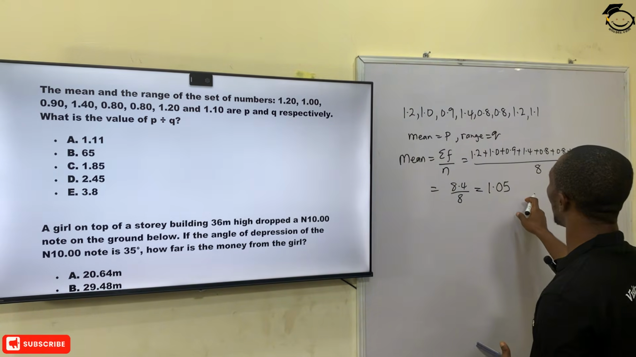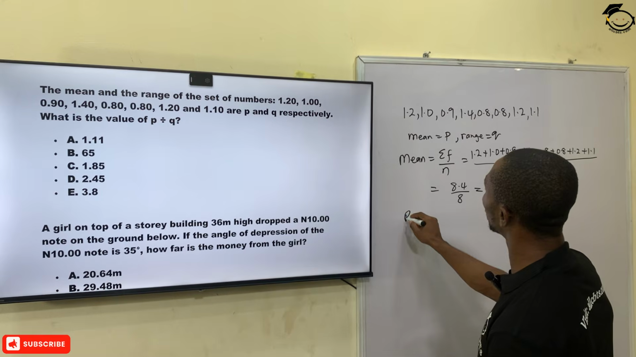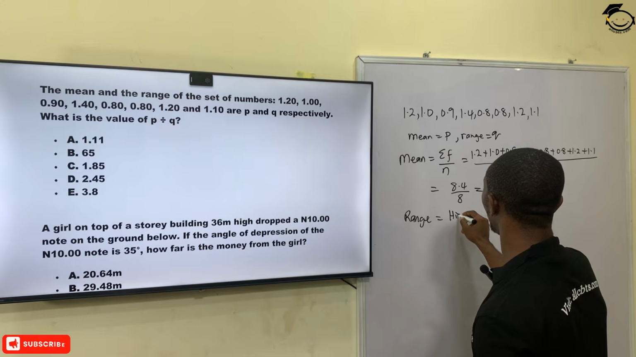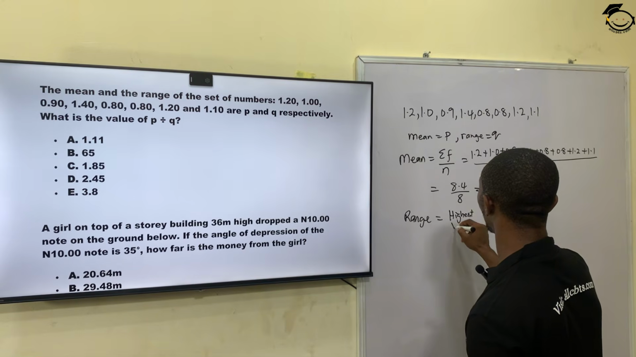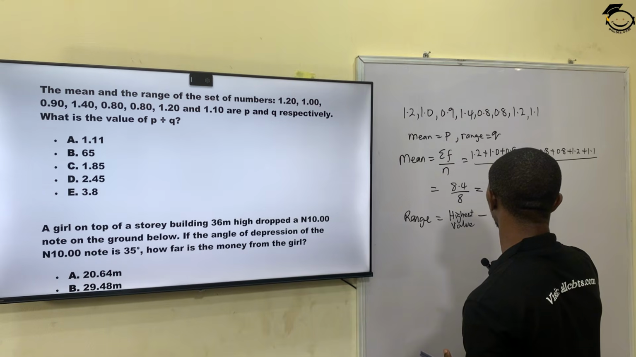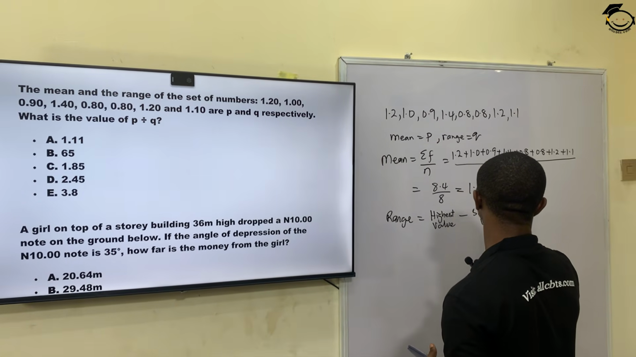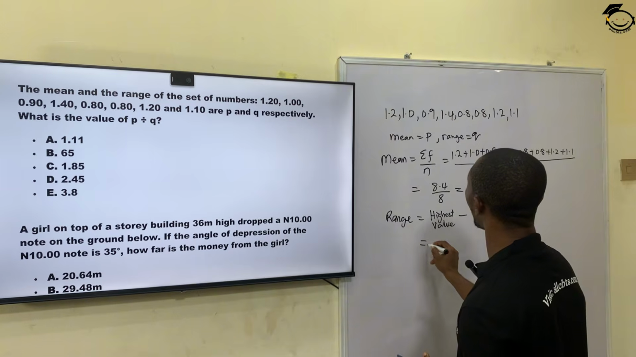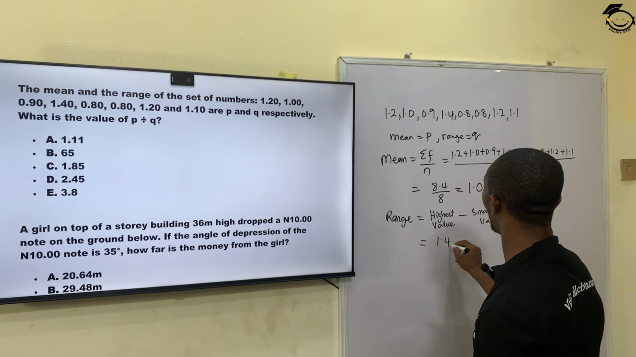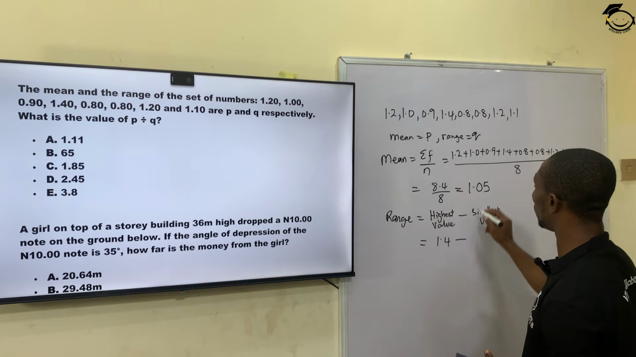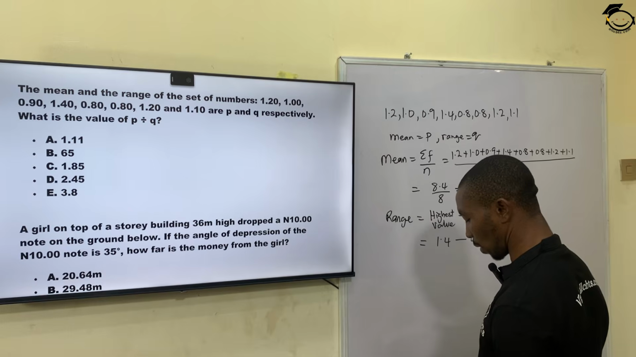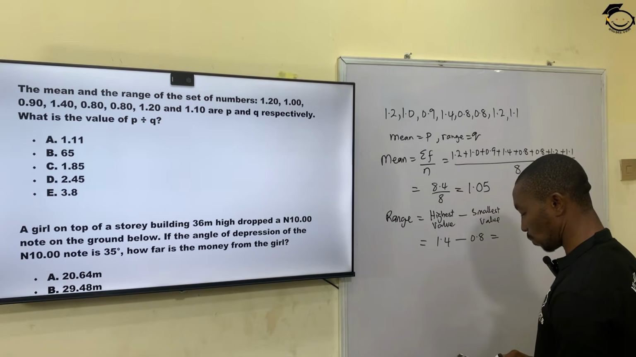Our mean is 1.05. Then when we talk about range, range is the highest value in any given set of data minus the smallest value in the same given set of data. Now, our highest value here is 1.4, minus our smallest value, which is 0.8. So our range would be 1.4 minus 0.8.